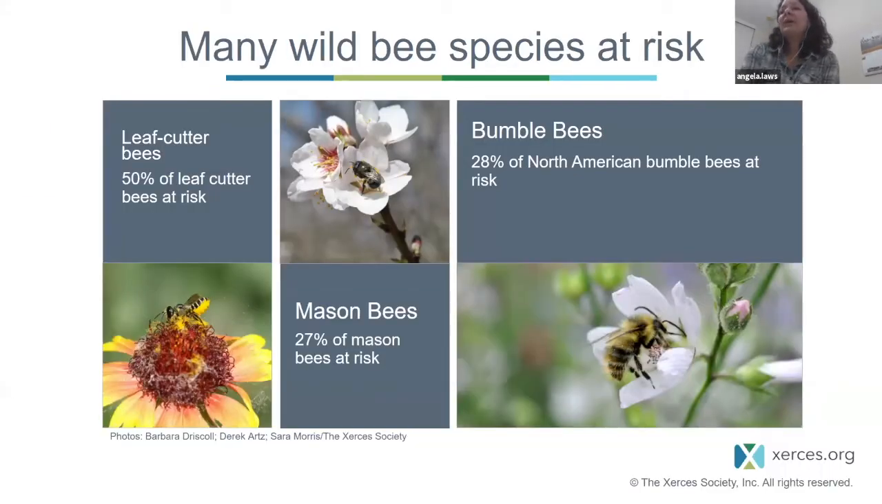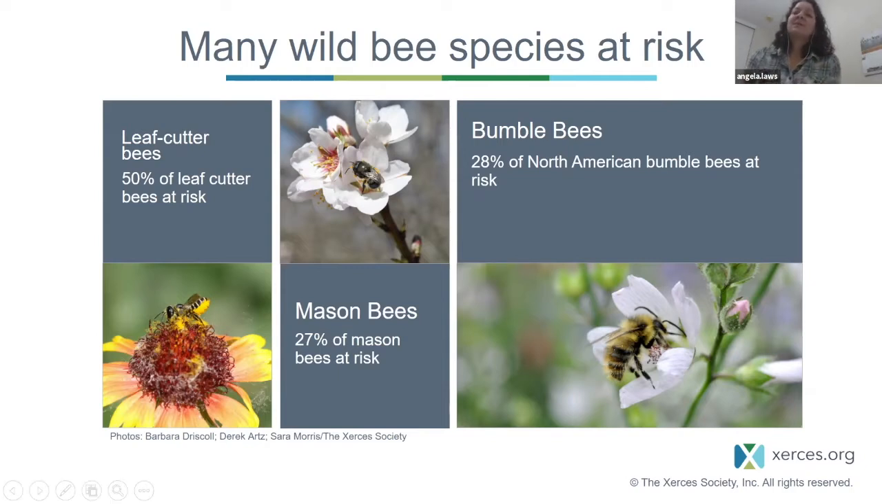So many wild bees are at risk. We know that honeybees aren't doing well. We hear a lot about that. And the same is true with our wild bees. It's harder to get a clear picture of what's going on because many of these species are solitary and they're harder to study than a honeybee hive, for example. But what we do know indicates that our wild bees are also doing poorly.